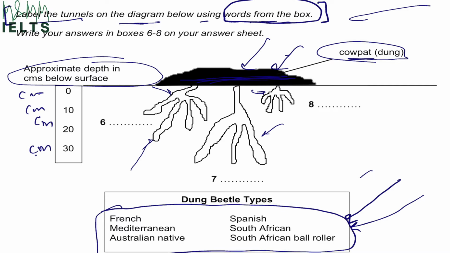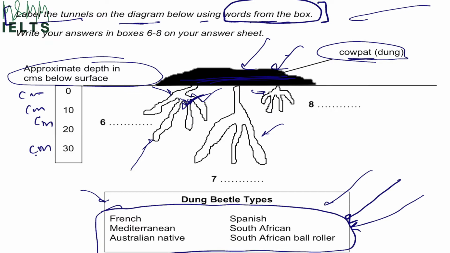And then they have given me the dung beetle types over here. Like, is that a French type? Is that a Mediterranean type? Is that an Australian native type? Is that a Spanish type? Is that a South African type? Or is that a South African ball roller type?